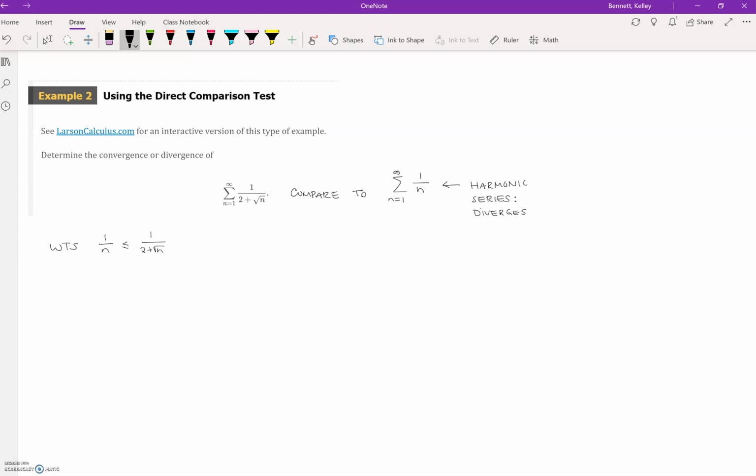And I don't necessarily need to show this for n starting at 1. It can actually start at any value. It could start at 1,000,000, it could start at 2, it could start at 512. It just needs to be that for some n large enough, all the terms after that point obey this inequality.